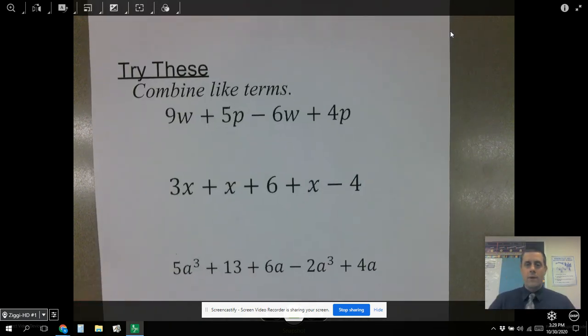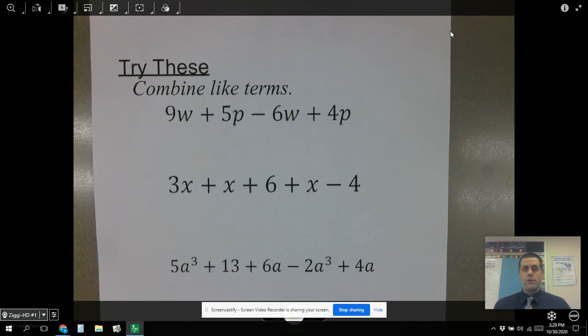Okay, I have 3 more expressions on the screen for you to try on your own. Copy them down on a sheet of paper. Pause the video, try them out on your own, and then come back and check your answers to see how you did. Okay, hopefully you gave yourself enough time to complete all of these problems. I'm going to go through them. Check your work as we go.